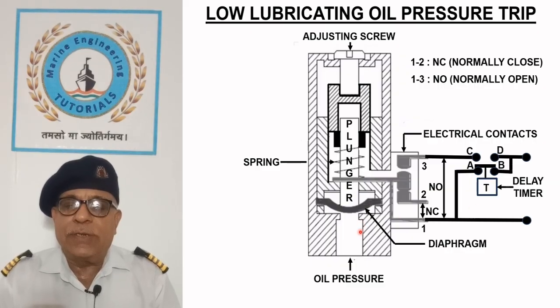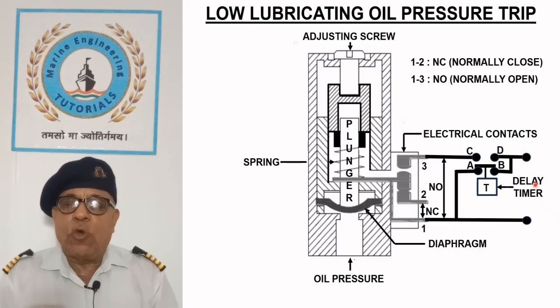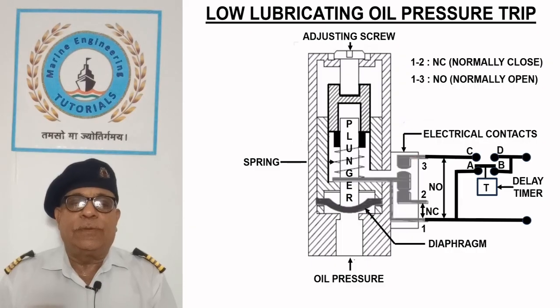When the lubricating oil pressure is established, the diaphragm moves up along with the plunger by compressing the spring. The common terminal breaks contact with 2 and makes with 3. On completion of the delay time, the contact A and B is broken and C and D is made. Now the trip starts monitoring the lubricating oil pressure. If the oil pressure drops, the spring pushes the diaphragm, thus breaking the contact between 1 and 3, and the compressor trips.